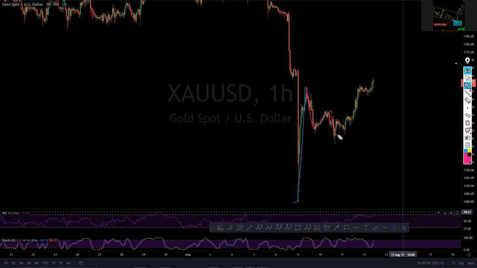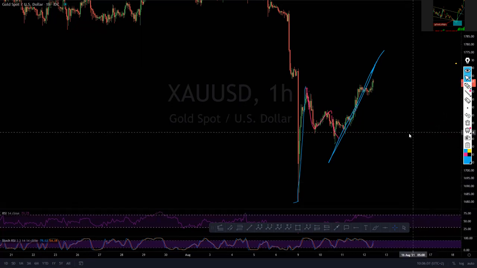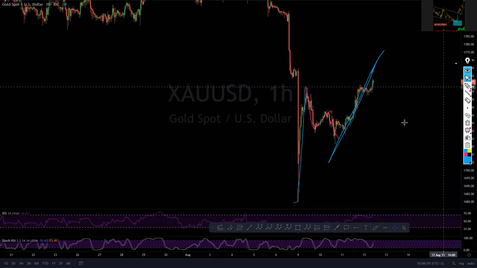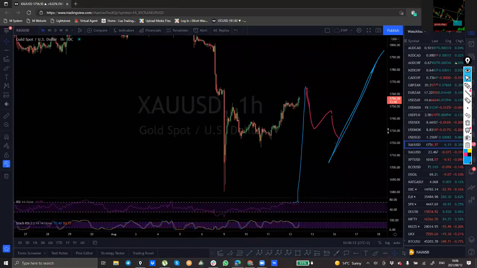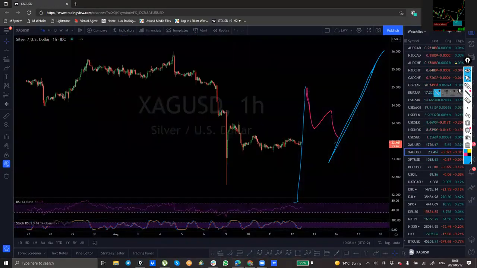This is the pullback here, right? And then now we're looking for more upside. More like that. Okay. So gold is ready. Silver is also likely ready because it's directly correlated with gold. Just on the basis of correlation, one can expect silver to also almost do what gold is doing.